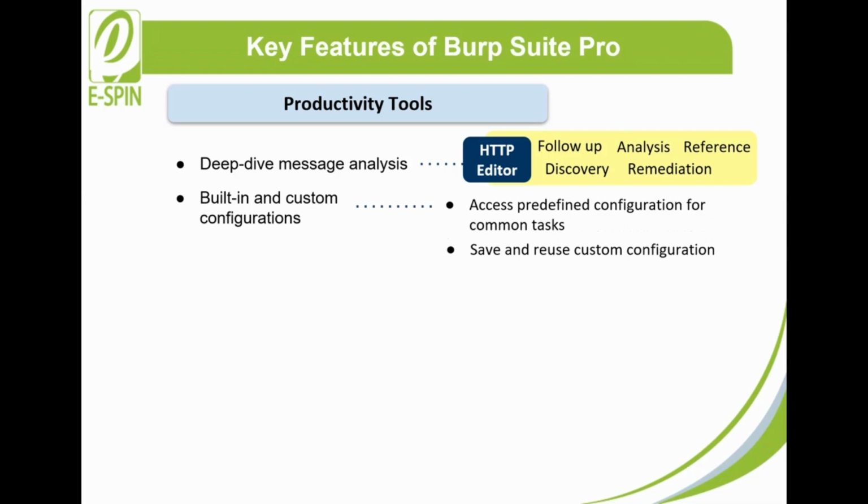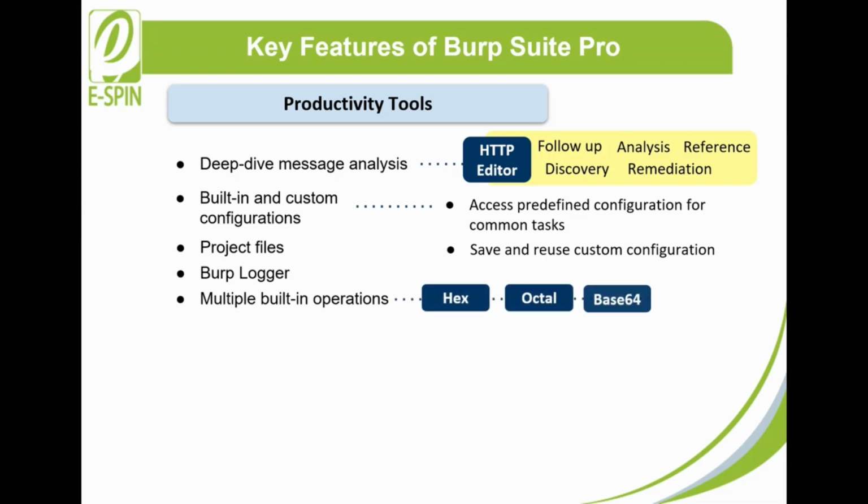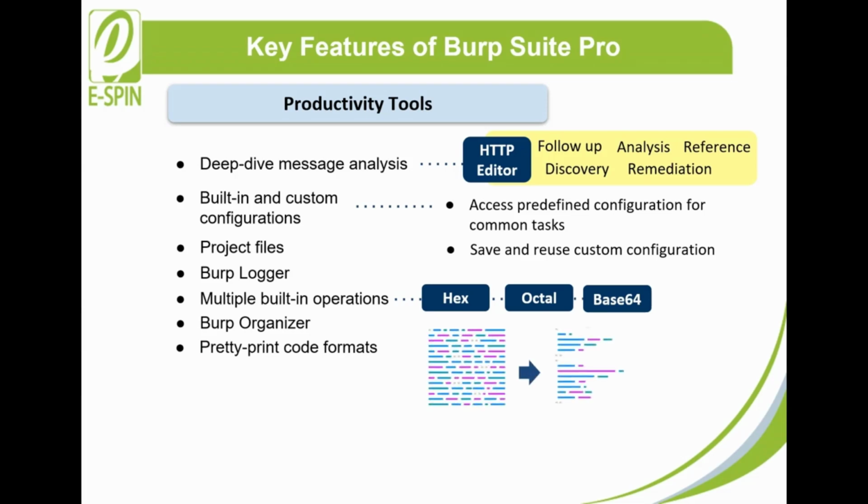Project files that can auto-save everything while on engagement, including the configuration settings being used. Burp Logger that shows every HTTP message that passes through Burp Suite's tools in a single place. Multiple built-in operations such as hex, octal, base64 help decode and encode data faster, enabling rapid data transmission. Burp Organizer that stores and annotates interesting messages you find while testing, so you can come back to them later. Pretty print code formats. This makes code like JSON, JavaScript, CSS, HTML, and XML more readable.